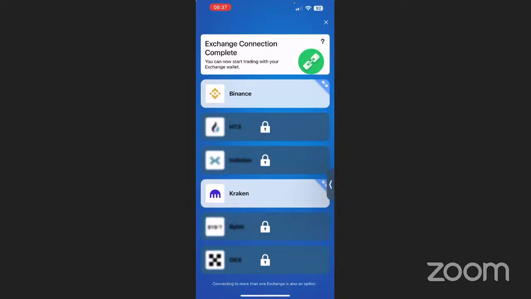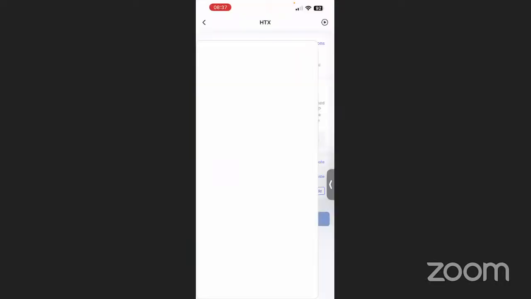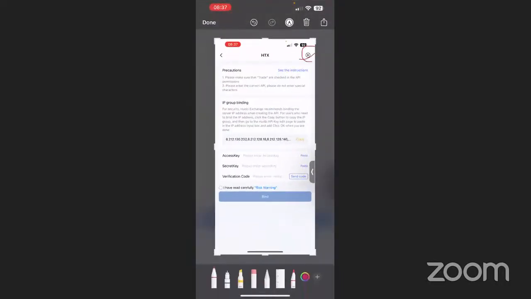So just to prove to you that you can have 2 or more exchanges bound to one robot. All right, let's tap. When you click on this play button, it gives you a video you can play. And if you click on see the instructions too, it gives you all the instructions, like what to do to succeed in creating an API.